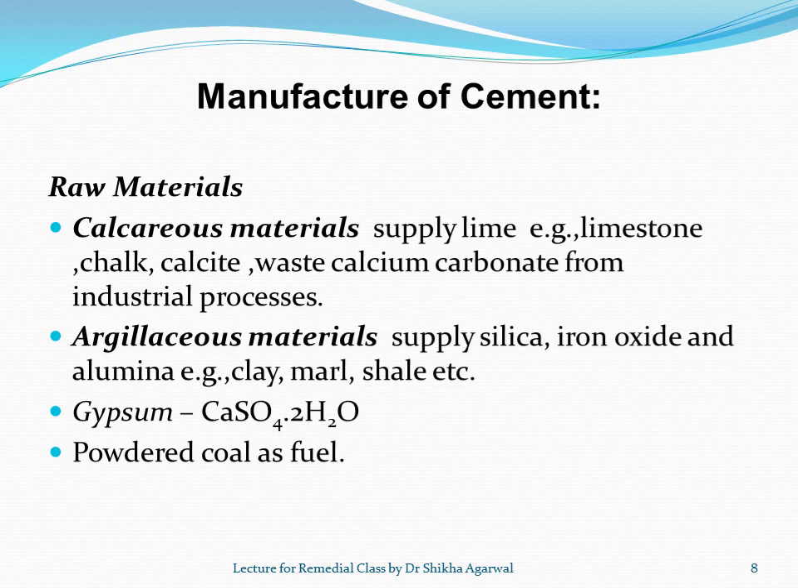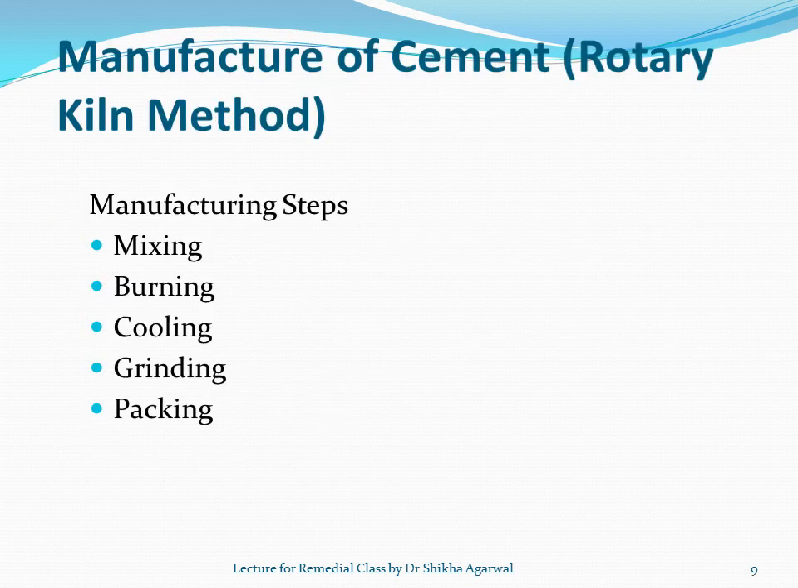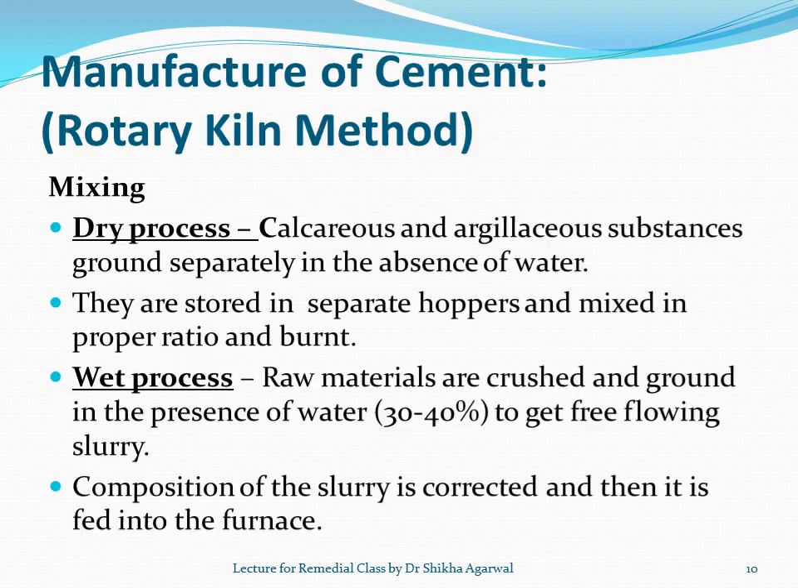The third thing that you require is gypsum, and then you require fuels. So we use powdered coal as fuel for the manufacture of cement. Now what are the different steps for the manufacture? First, the raw materials are ground and they are mixed together. Then the raw materials are burnt. When you burn, the chemical reactions take place and cement is formed. Then whatever cement is formed, it is hot, it is cooled. Then once again we grind it, then we pack, and then we supply.